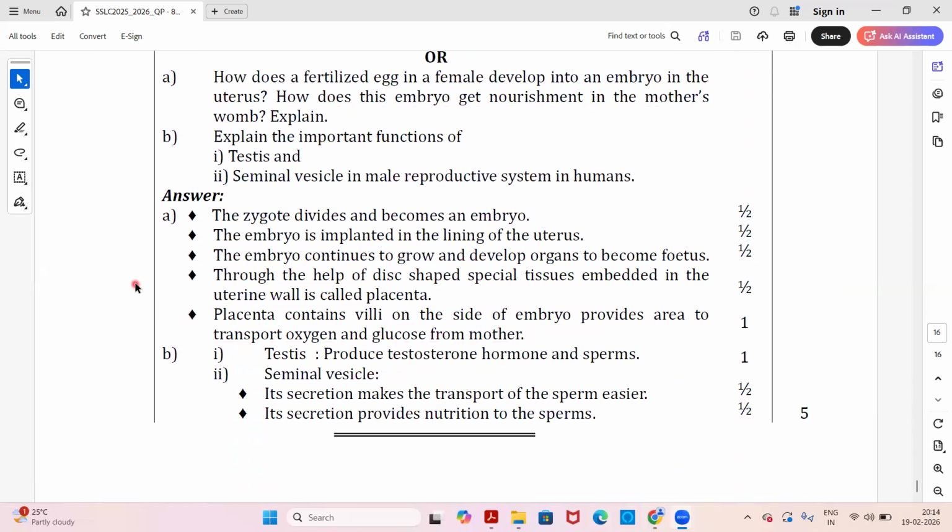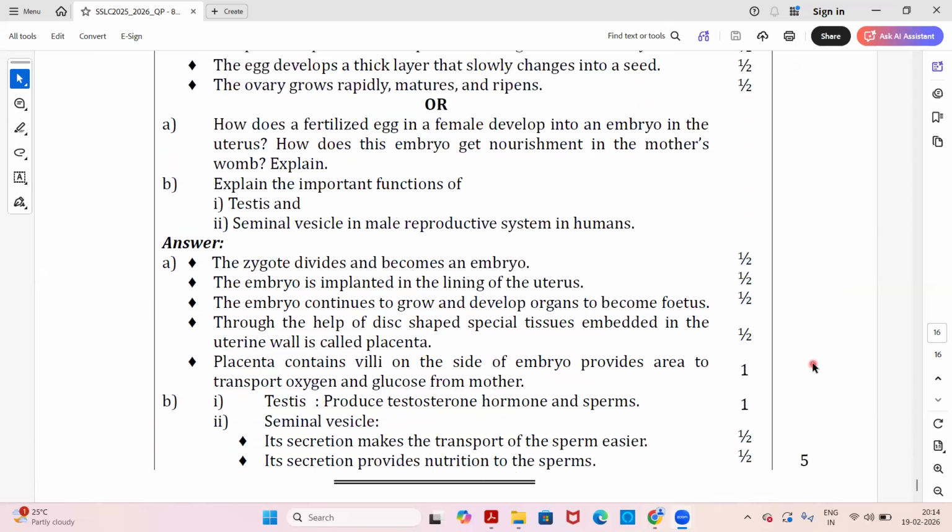So this was the biology section, and with this we complete all 3 sections of the science paper: physics, chemistry and biology. I tried to share the answers so that you get a complete idea of how to attempt the paper, how to write the answers and how many marks will be allotted. So I hope this video is going to help you a lot in preparing for your exam.